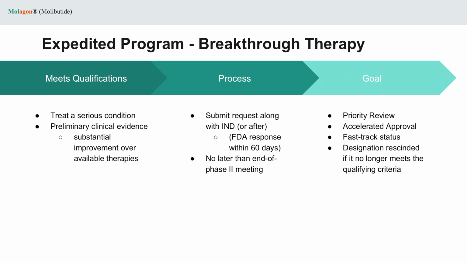In terms of the process, it's important to submit a request along with the IND, ideally no later than the end of phase 2 meeting. The primary intent of this breakthrough therapy is to ultimately develop evidence needed to support approval as efficiently as possible. The goal for this expedited program is for priority review, accelerated approval, and fast track status.